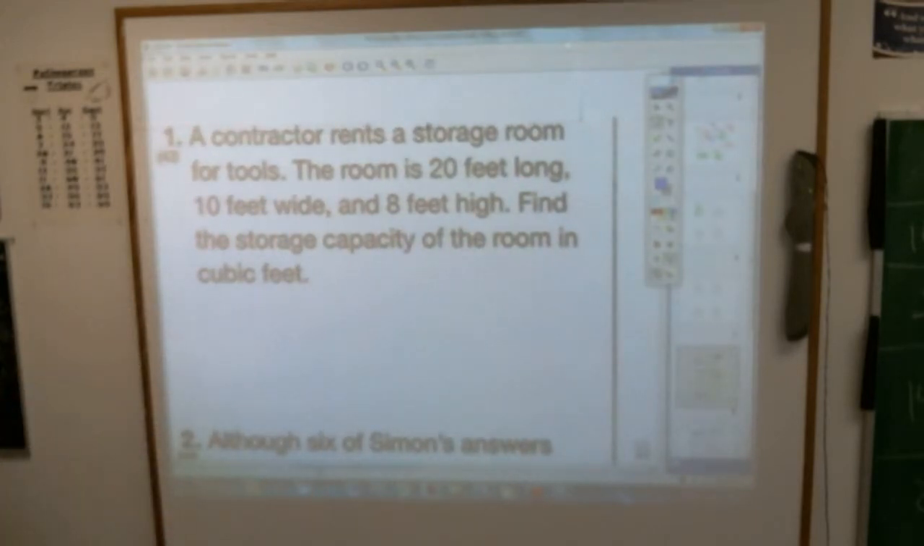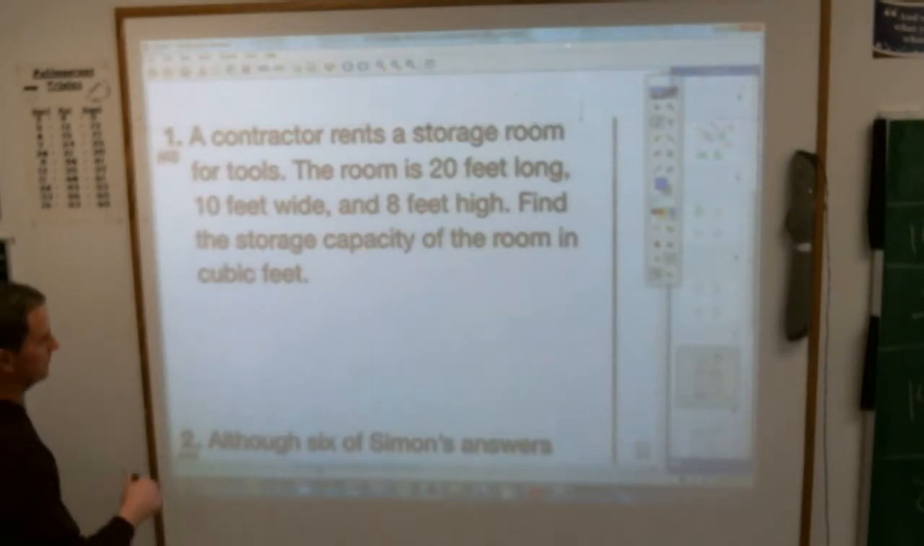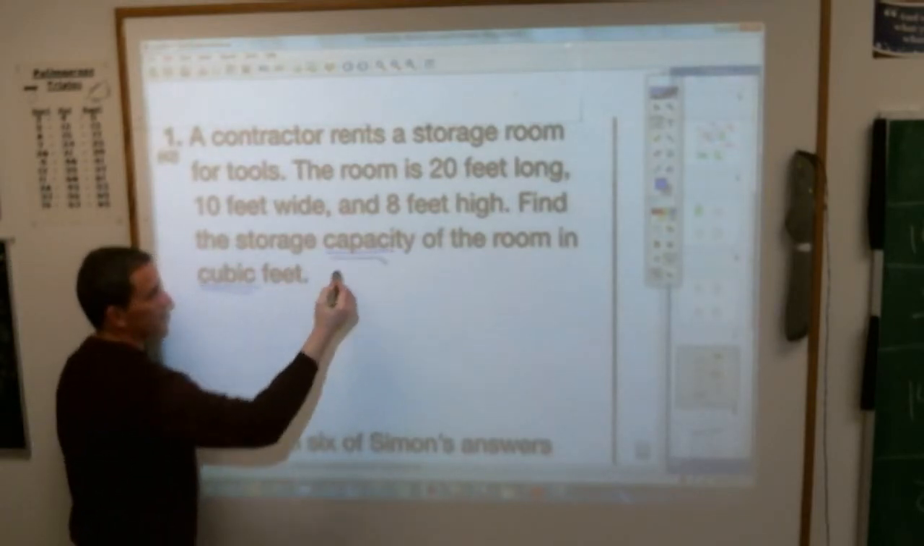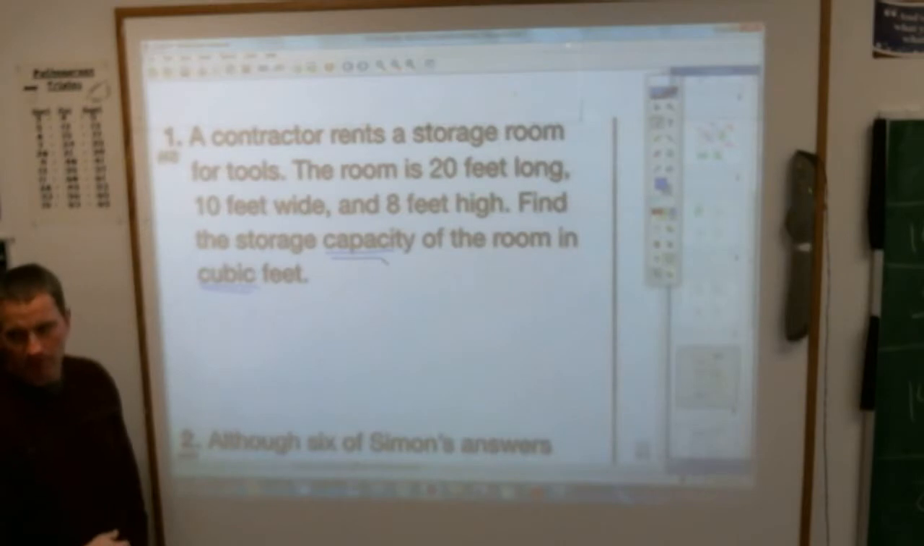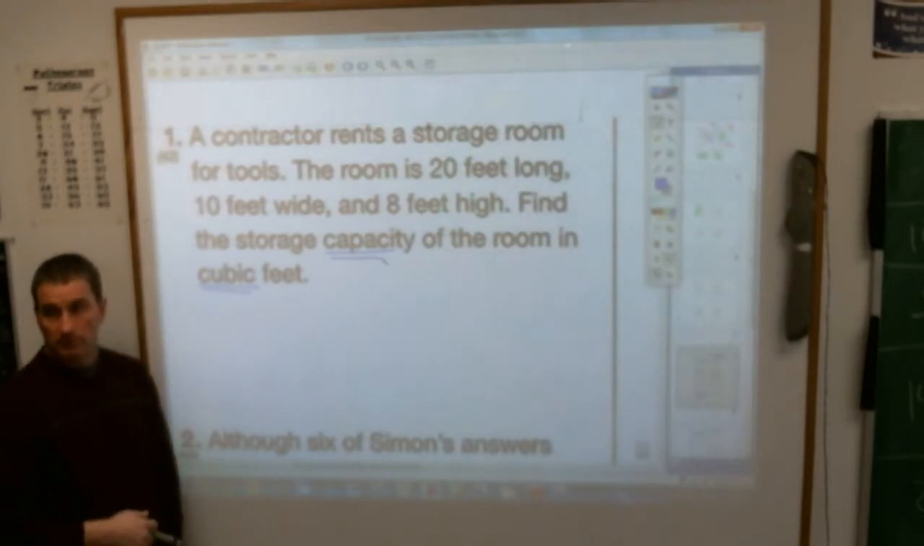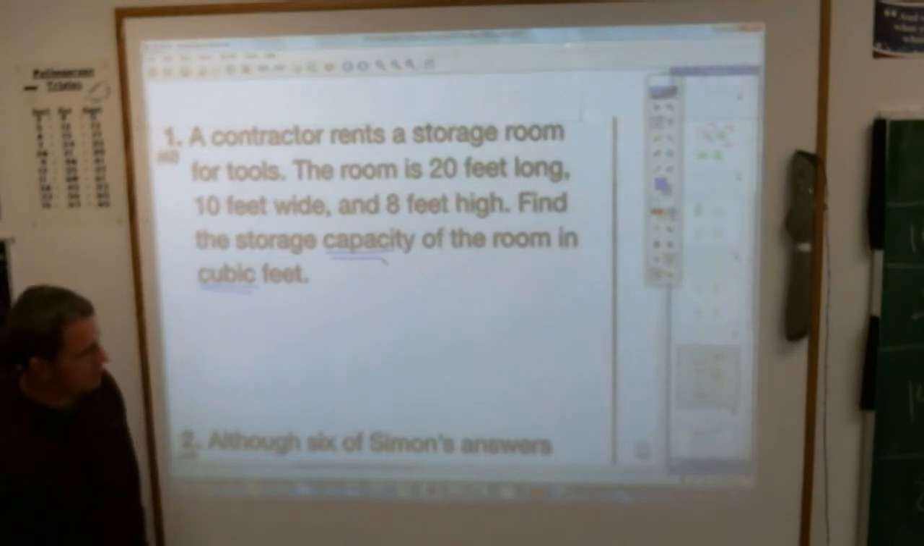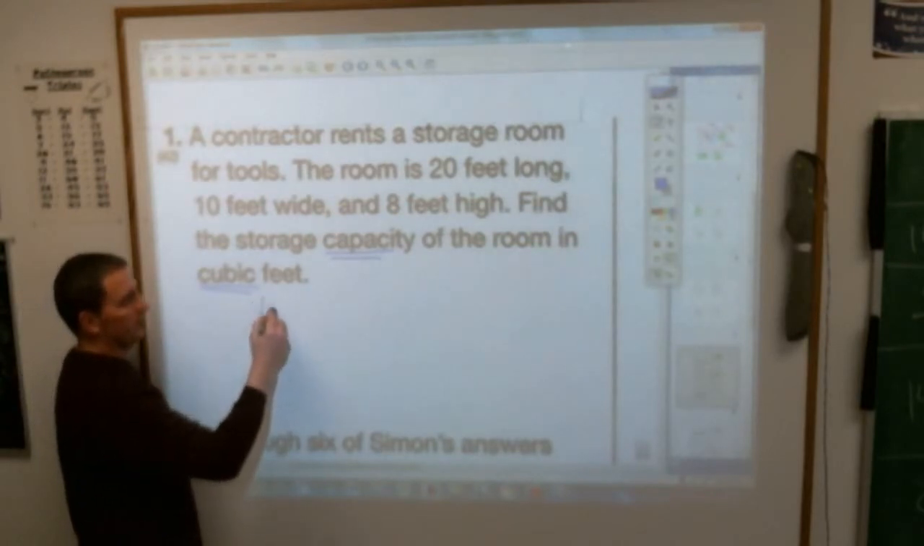A storage room for tools. The room is 20 feet by 10 feet and 8 feet high. Find the capacity of the room in cubic feet. Anytime you're asked for capacity in cubic feet, what is that called in math? When you're asked for capacity, how much it takes to fill something up, that is, Grace? Yeah, you're looking for the volume of that.